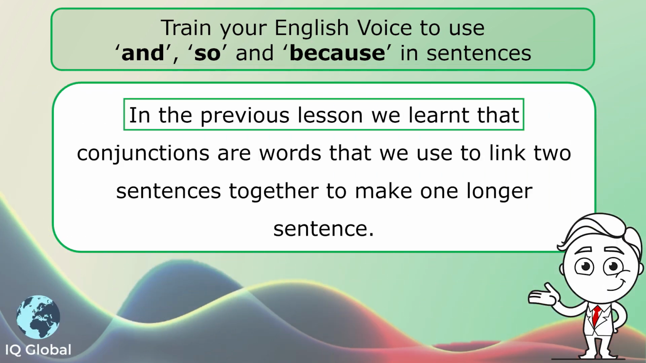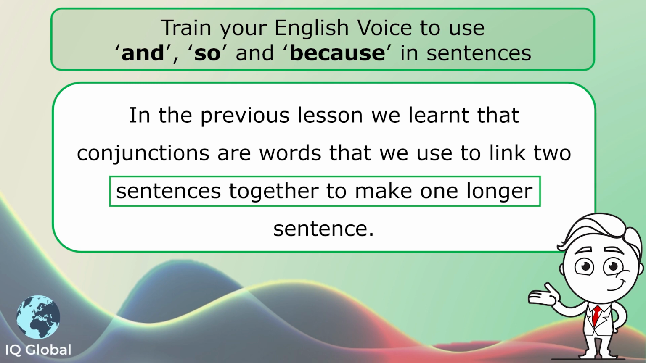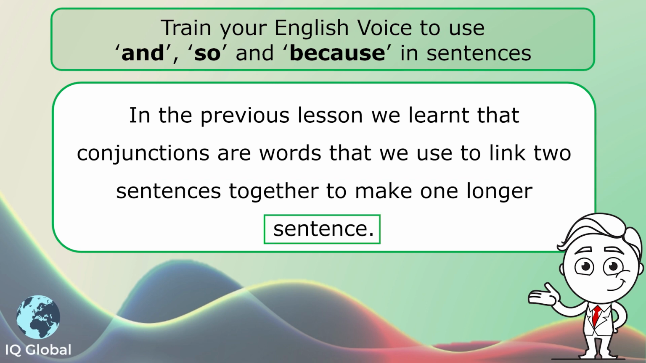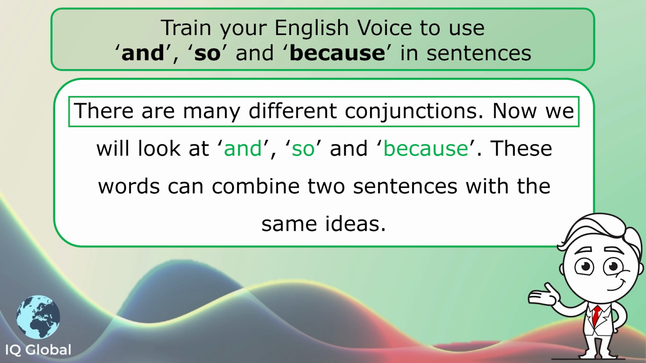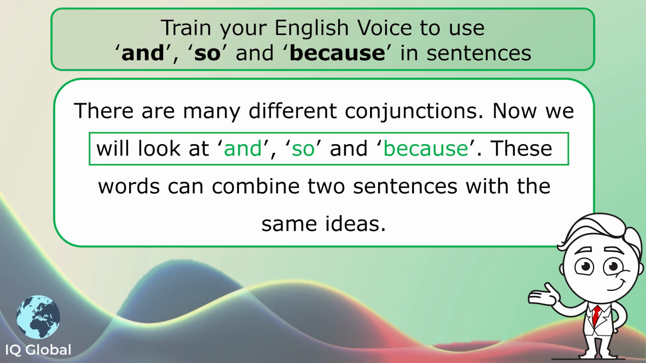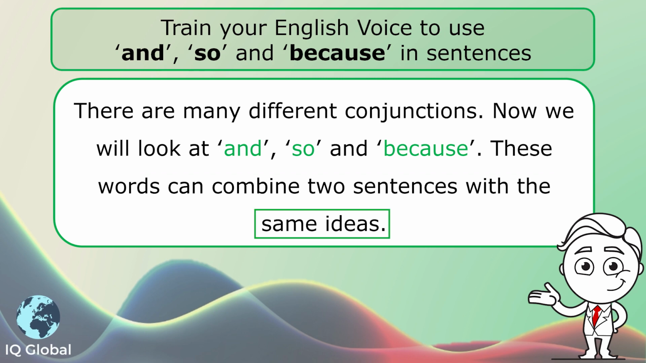In the previous lesson, we learned that conjunctions are words that we use to link two sentences together to make one longer sentence. So there are many different conjunctions. Now we will look at and, so, and because. These words can combine two sentences with the same ideas.